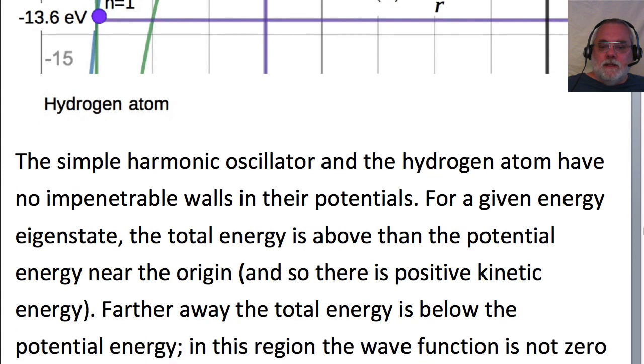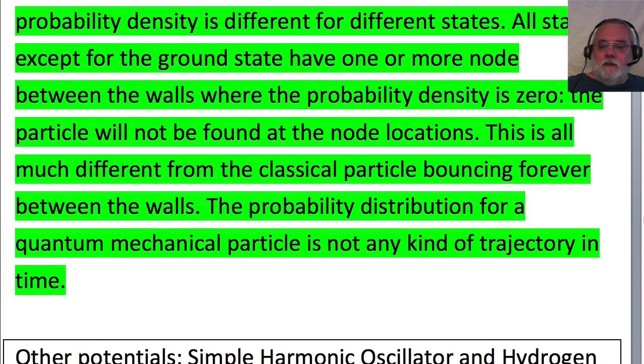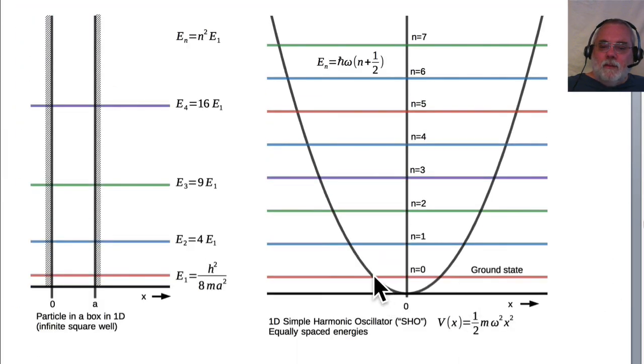The simple harmonic oscillator and the hydrogen atom have no impenetrable walls in their potentials. They are an attractive potential. For a given energy eigenstate, the total energy is above the potential energy near the origin. So there's positive kinetic energy. If we look here, between here and here, the energy, the red line, is higher than the potential energy, which is the black solid line. So between here and here, there's positive kinetic energy.